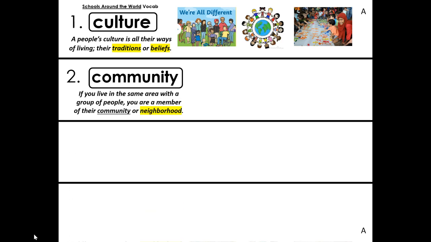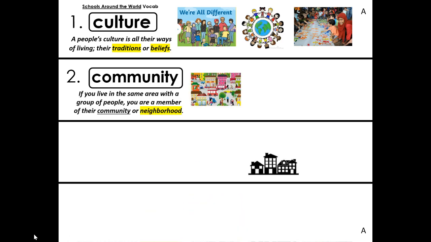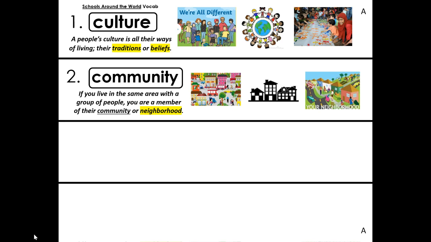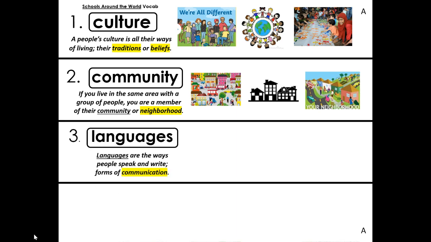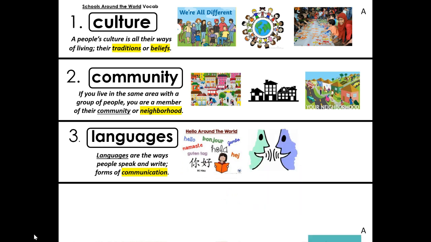Number two, community. If you live in the same area with a group of people, you are a member of their community or neighborhood. And notice I highlighted neighborhood is also another word for community. Number three, languages. Languages are the ways people speak and write, forms of communication. So I highlighted the word communication is a synonym for languages.